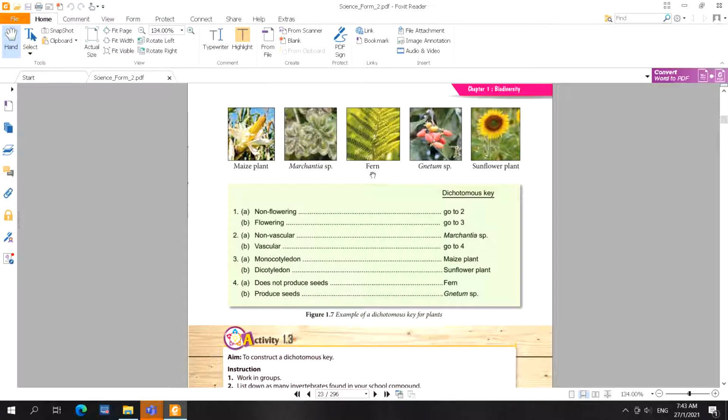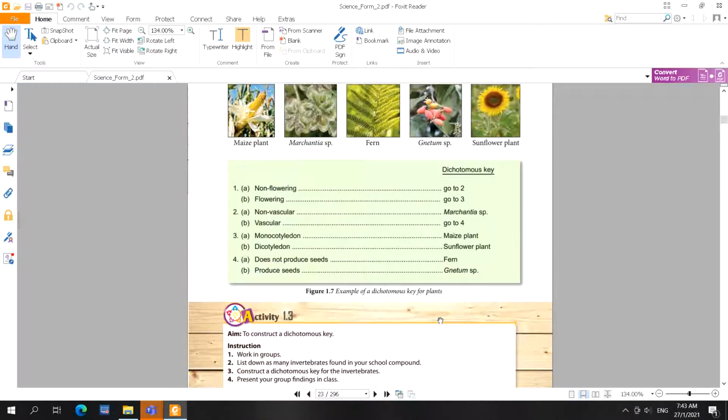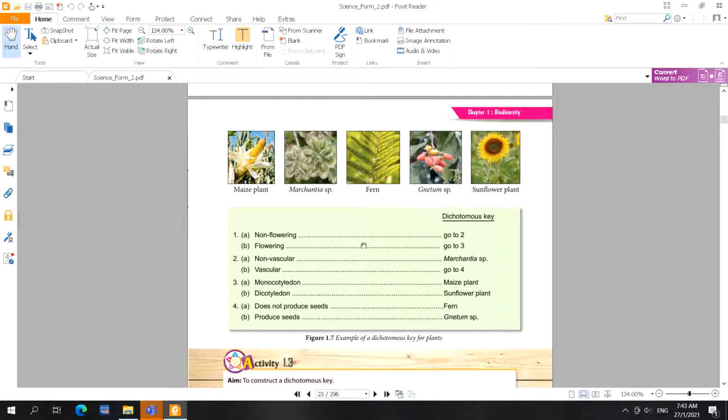If in the picture we have another one, that's okay. That's all for this example. You can try on your own to build this dichotomous key.